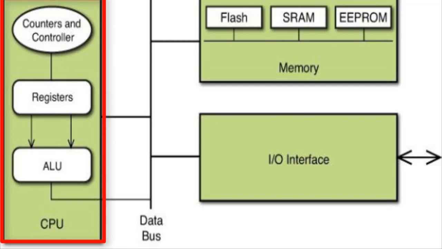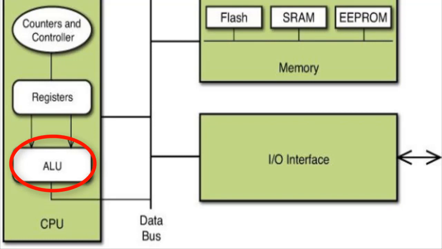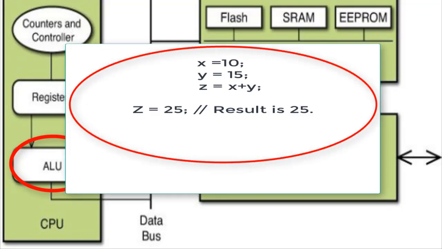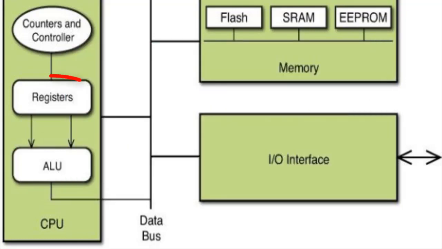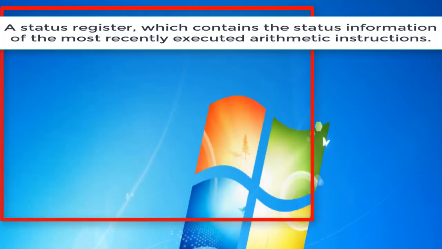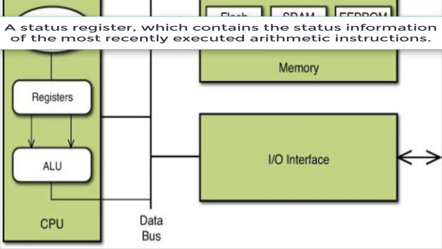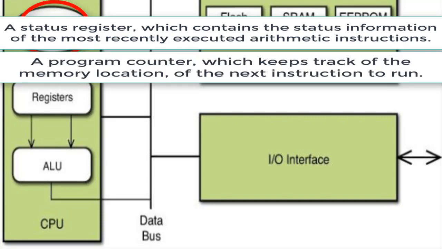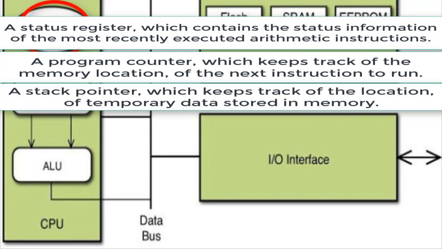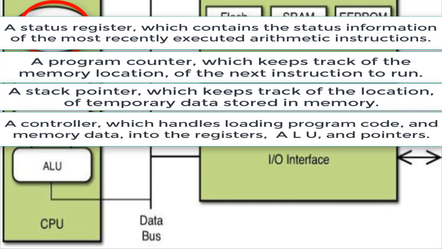There are several common parts inside the CPU: an arithmetic logic unit, or ALU, which performs the mathematical and logical operations; data registers; a status register, which contains the status information of the most recently executed arithmetic instructions; a program counter, which keeps track of the memory location of the next instruction to run; a stack pointer, which keeps track of the location of temporary data stored in memory; and a controller, which handles loading program code and memory data into the registers, ALU, and pointers.